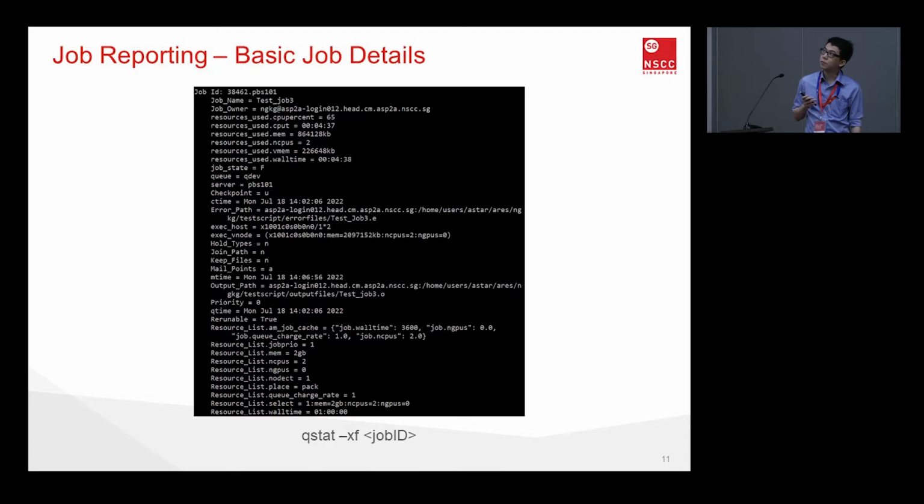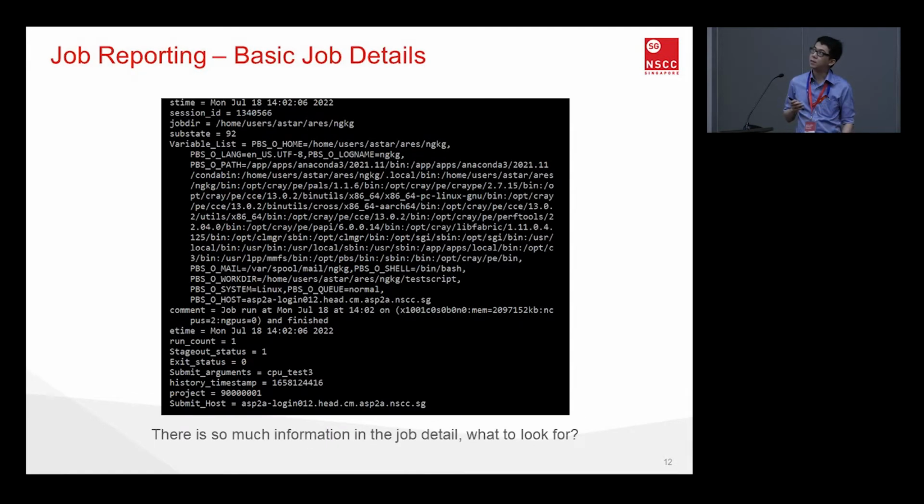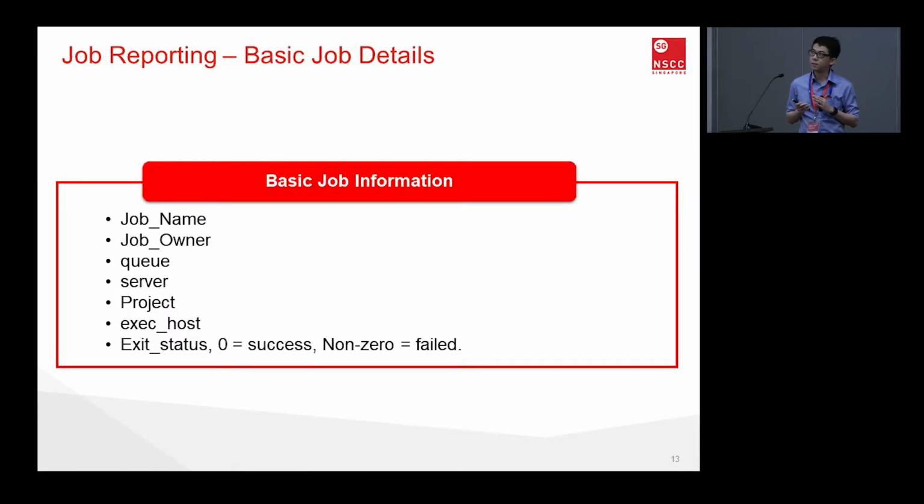Okay, so when you try to run a qstat -f command, you can see there's a long list of things here. Later on, I will go through some of the attributes here and explain what these attributes mean. Okay, next one. You can see it's actually 2 pages, and there's so much job information, so what to look for. Basically, this is pretty self-explanatory. In all these job details, you can see job name, job owner, queue, server. This is very basic for those jobs.